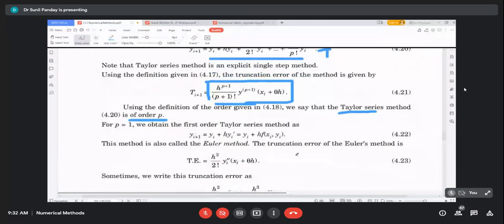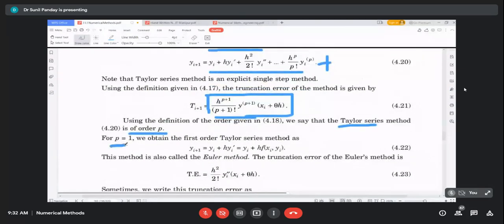So for different values of p, we can have different methods. For p equal to 1, it means we are considering up to h raised to power 1 only. So y of i plus h, here h is your x minus x naught, and y dash of i you can say dy by dx at x equal to xi, and y of i plus 1 means y of xi plus 1. It means earlier we had x naught, instead of x naught we are taking the point xi as the initial point, and we are calculating the solution at the xi plus 1 point.